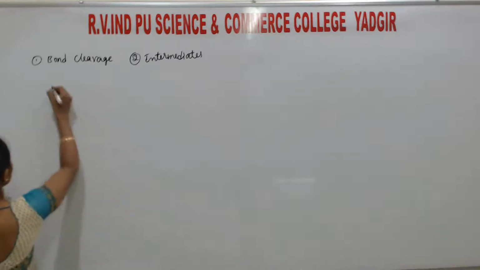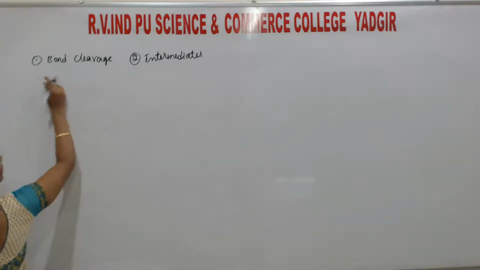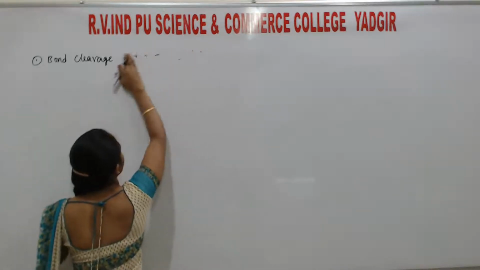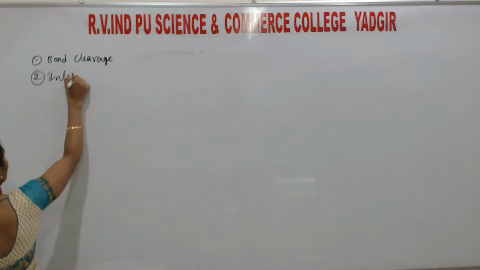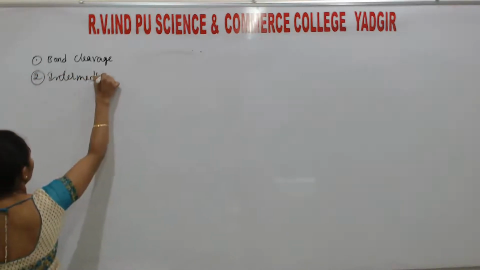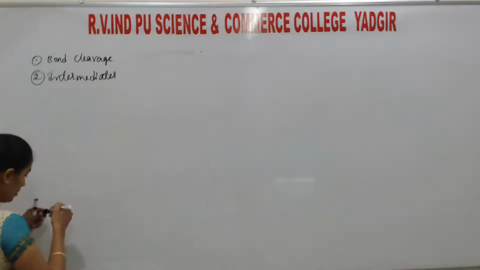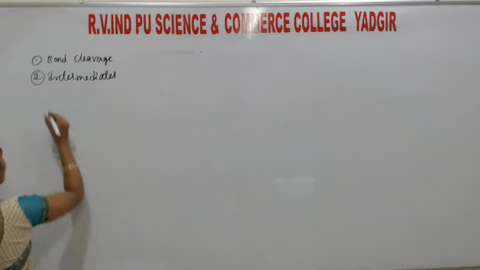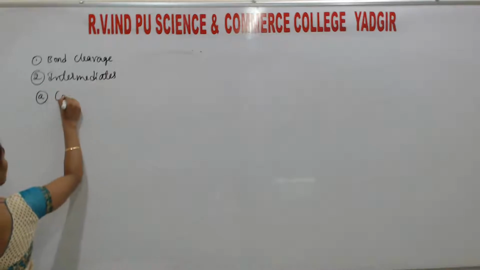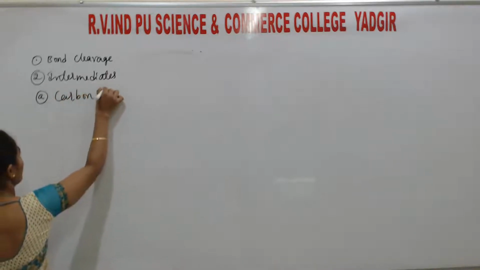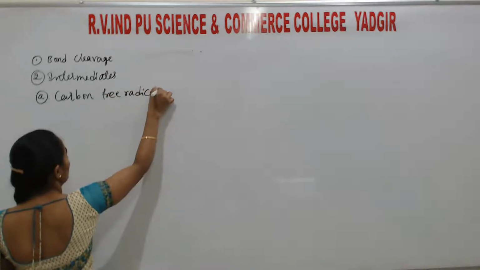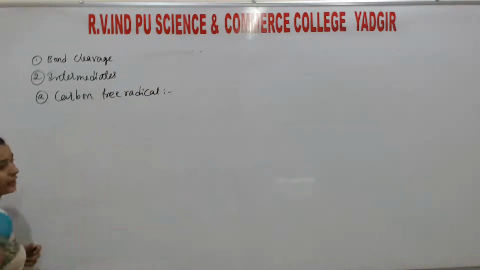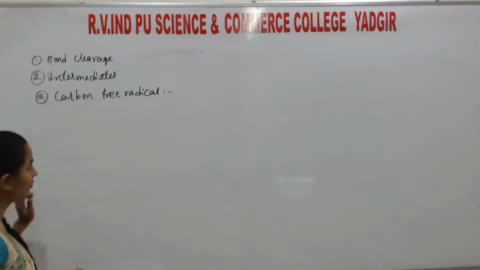Okay, listen. The second one is what? Intermediates. In this, the first one is carbon free radical. Or you simply take free radical. Carbon free radical or free radical.